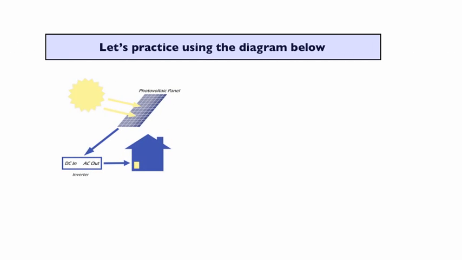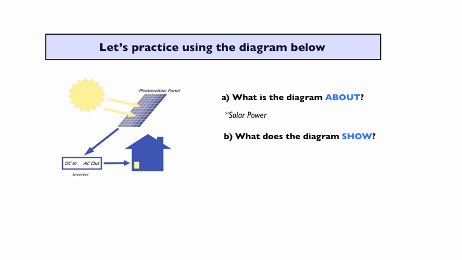Let's practice using the diagram below. A. What is the diagram about? Solar power. B. What does the diagram show? How solar energy is converted into electricity to power homes.